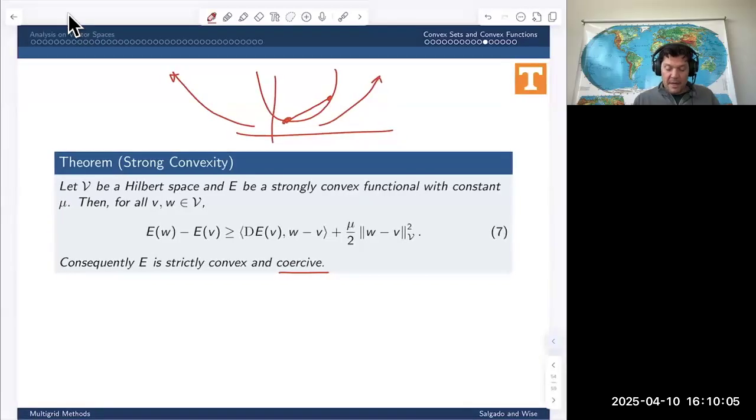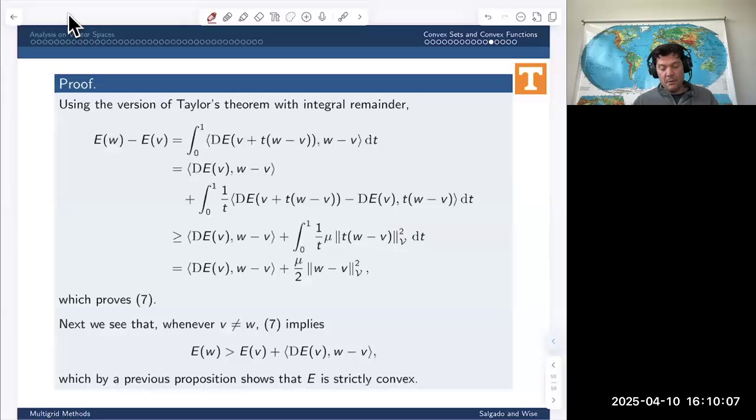Starting with strong convexity, we have this. We already proved 7, but we'll go through it now once again with the corrections that I made to the draft. What we're going to do is apply a version of Taylor's theorem with integral remainder, where the remainder involves the first Frechet derivative. We also had a version of this involving the second Frechet derivative, but all we need to do is use the first.